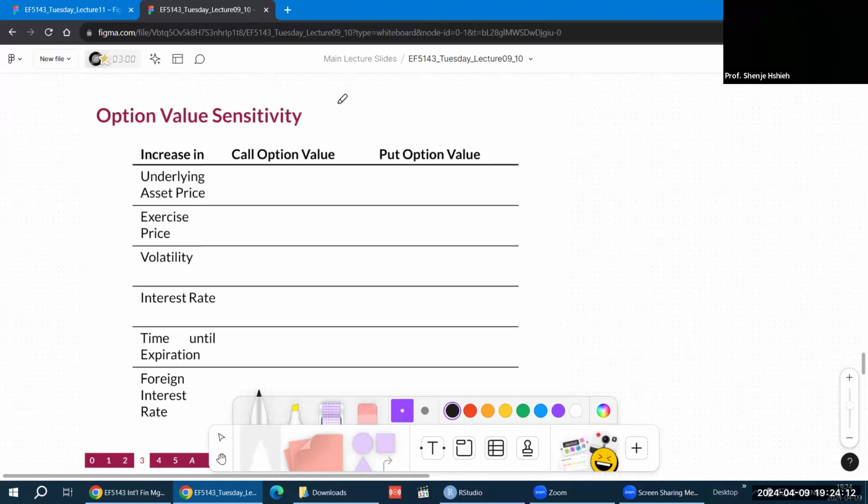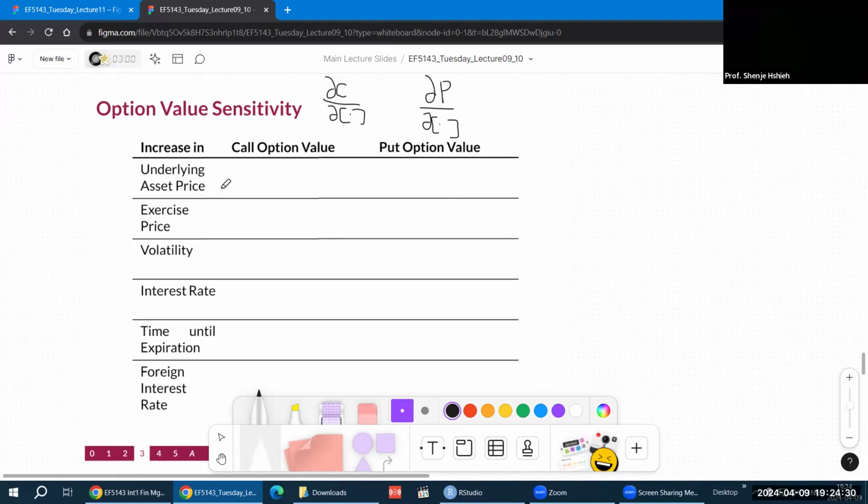So option value sensitivity: what we're really talking about is the derivative of C, or the derivative of P for the put option price, with respect to various parameters. Sensitivities with respect to different parameters will be referred to using Greek letters or pseudo Greek letters. The most popular Greek letter that you must have talked about in your class is delta. This refers to the change in the call or put option price when I change the underlying asset price by a certain amount.